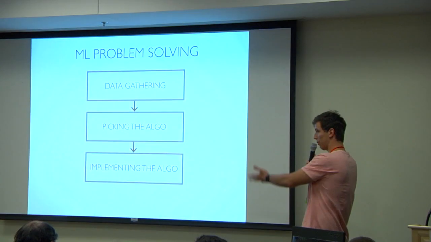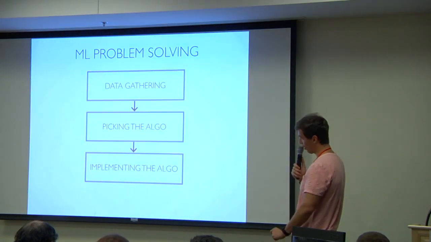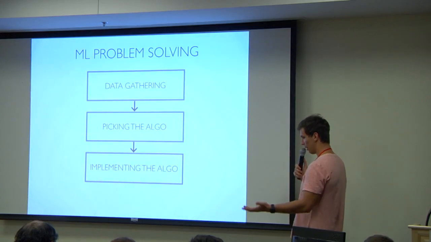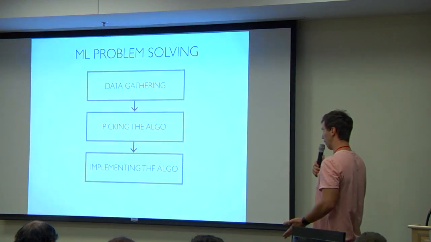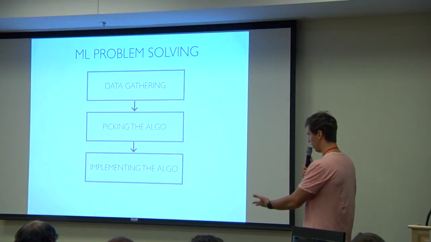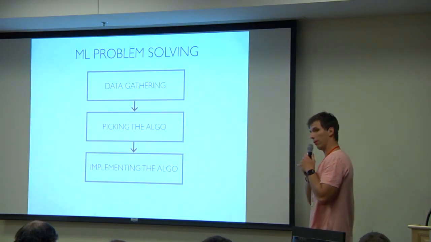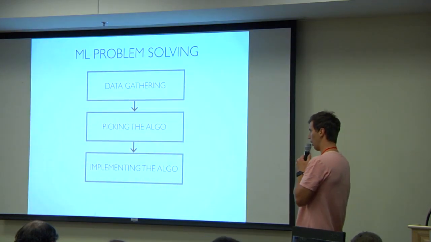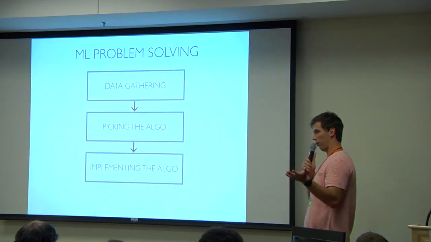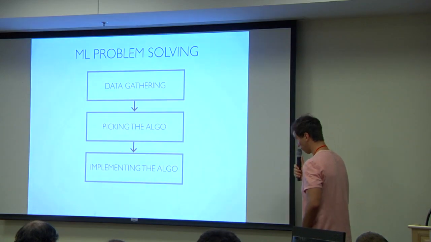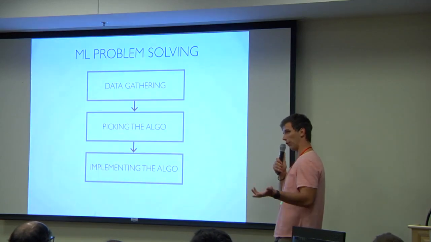Now, in big companies, these buckets are separate. Data gathering is usually done by data engineering, and then you have subsets of data engineering. Picking the algorithm and implementing the algorithm can be data scientists and machine learning engineers. In a smaller company, it's usually one person doing all this. But what's interesting about Python is that implementing the algorithm is specifically done for you. You can definitely do it from scratch, and I encourage you if you want to learn. But there are a lot of libraries that already have good algorithms out there, written by really smart people. So you can pick one off the shelf that fits your problem, or you can extend it to fit your problem.